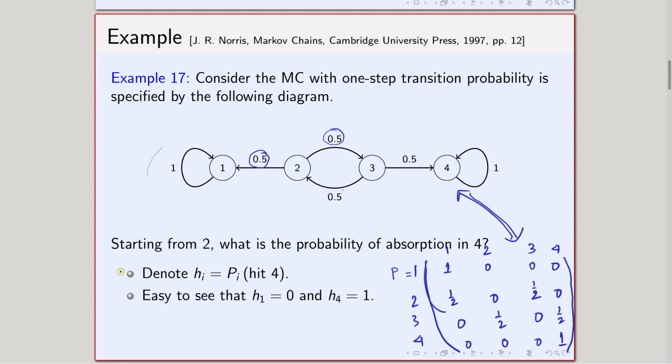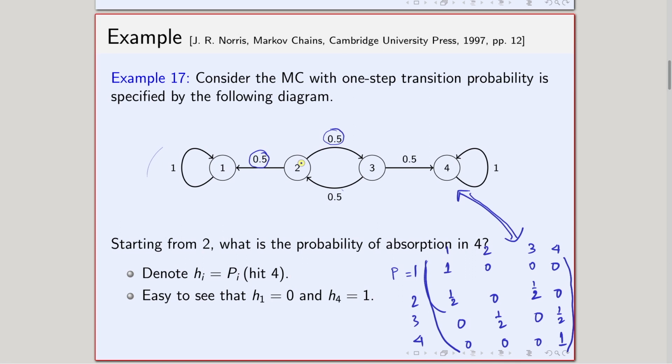Now what we are interested in is to find out, starting from 2, the probability of absorption in 4. Note that from 2 I can go to 1, and once I reach 1 I will be there forever. On the other hand, from 2 I can go to 3 and then maybe go to 4 in some steps, and once I go to 4 the chain will be there forever and will not come out of state 4. So we try to find the absorption probability in 4 starting from 2. That is the idea here.